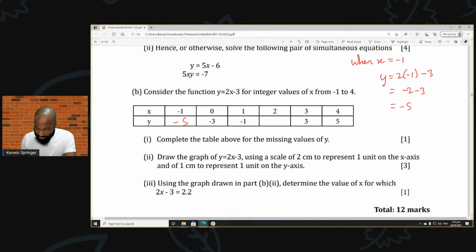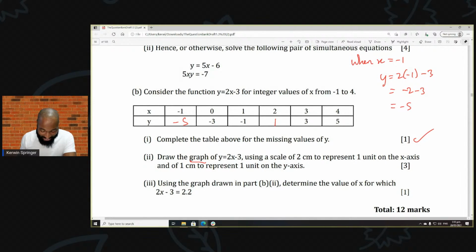And then we're going to put 2 into this the same way. We get 2 by 2 is 4 minus 1 minus 3 is 1. And we can see that that kind of pattern is always happening with these things. So complete the table above for the missing values. We did that. We gave you 1 mark. Draw the graph.